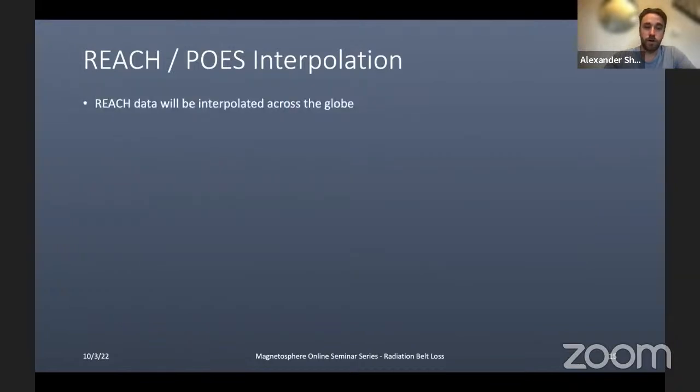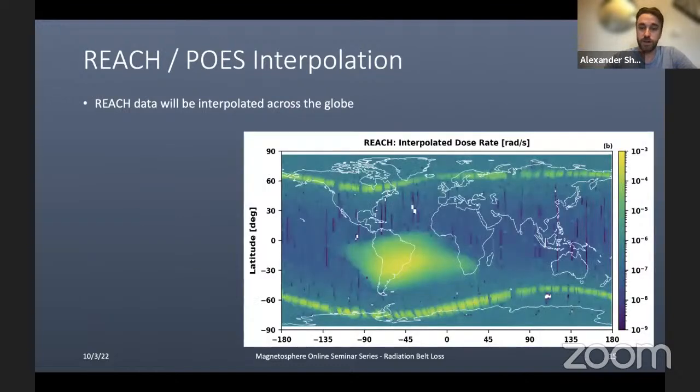So how are we going to perform this interpolation? Well, first, we are going to interpolate REACH data across the globe. Because it has better coverage, you're not interpolating greater distances between 2 points. Now here we are using a simple nearest neighbor interpolation, and you can see there are a lot of artifacts present in this map, and we're currently working on looking at radial basis functions, spherical harmonics, a better interpolation method to get a smoother and more accurate picture of the REACH dose rate.